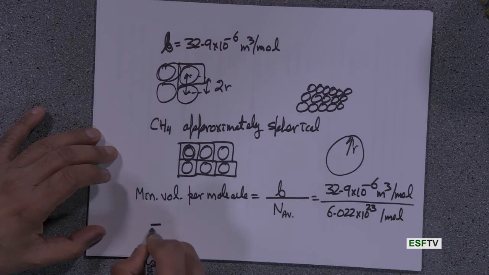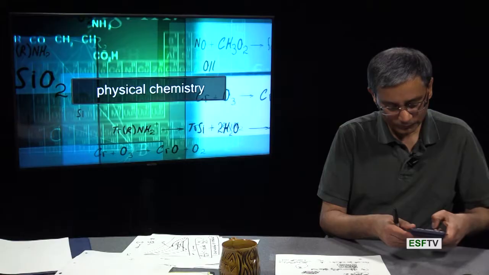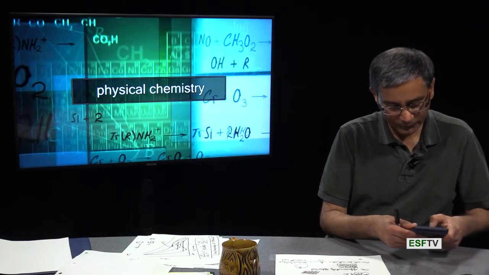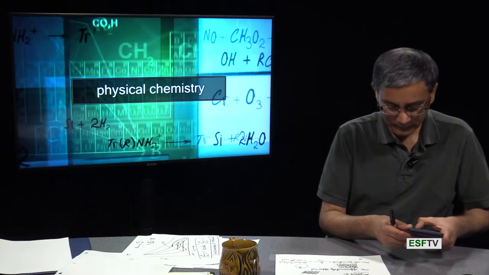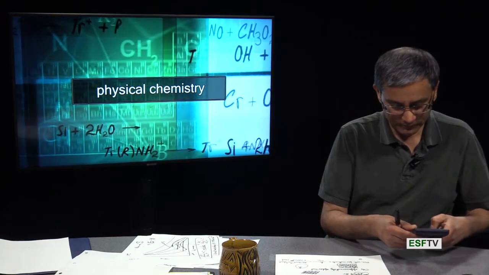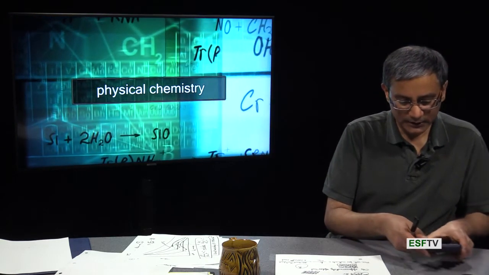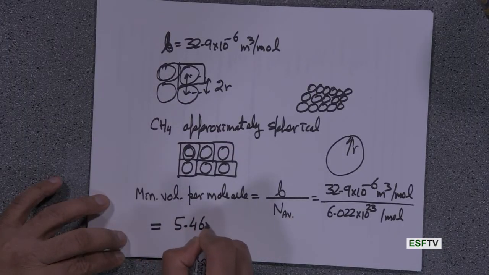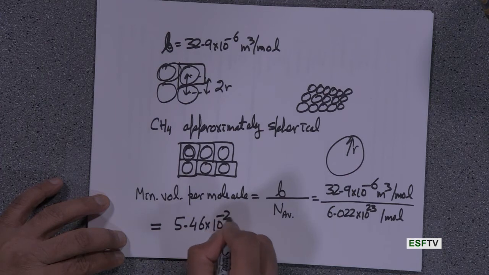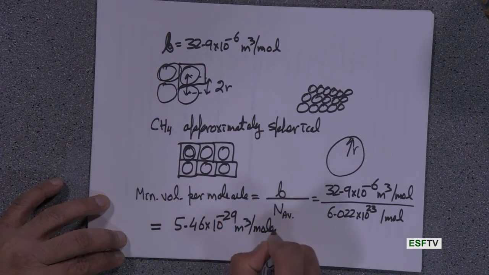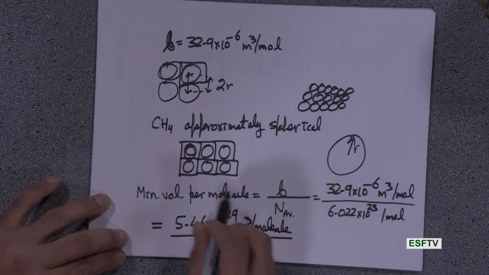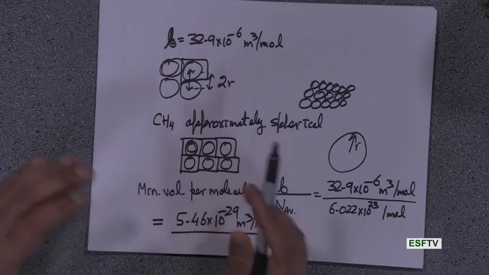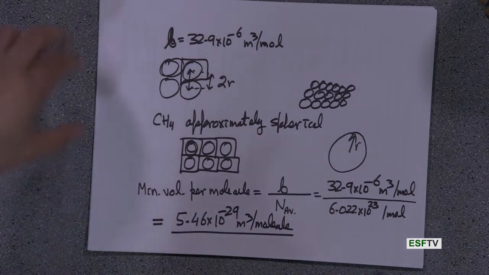And that gives us 5.46 multiplying 10 raised to the power negative 29 cubic meters per molecule. So that's the volume of each of these little cells into which one molecule inhabits.